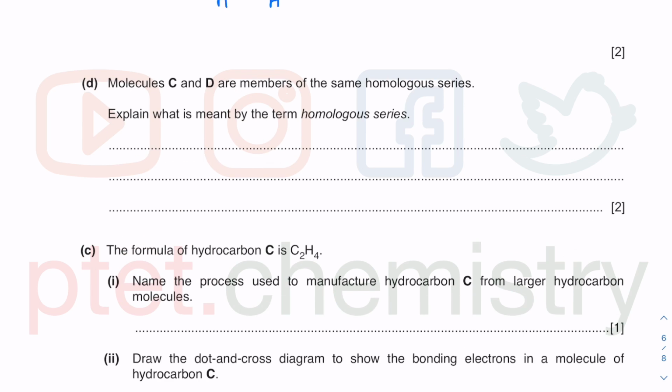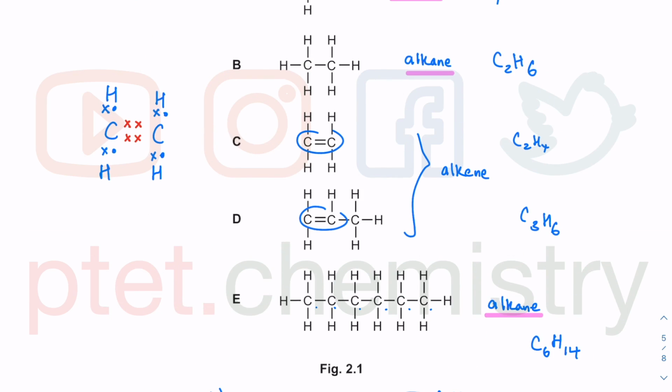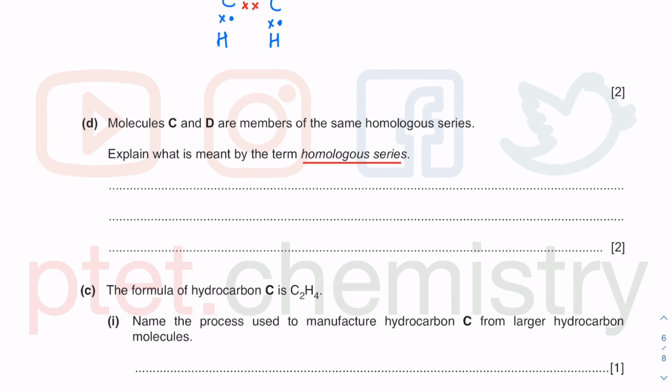Now the molecules C and D are members of the same homologous series. What is meant by homologous series? If we look at C and D, they were both alkenes. They both have the same general formula, CnH2n, and they both have a carbon-carbon double bond. So what can we say about members of the same homologous series?